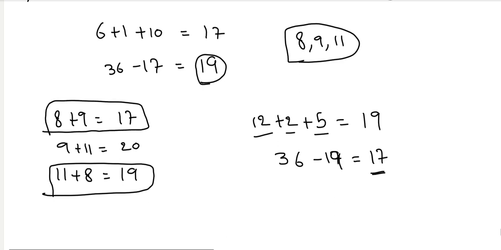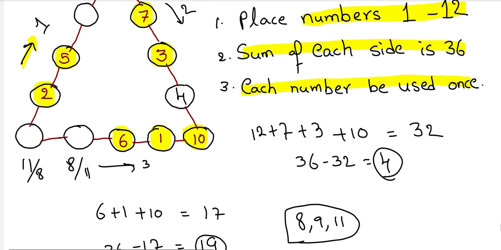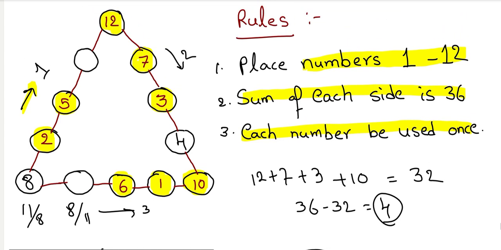Okay, so there is 8 common here and here, right? So let us keep 8 here so that it is common for side 1 and side 3 both. So if 8 is here, 11 comes here and then 9 comes here.